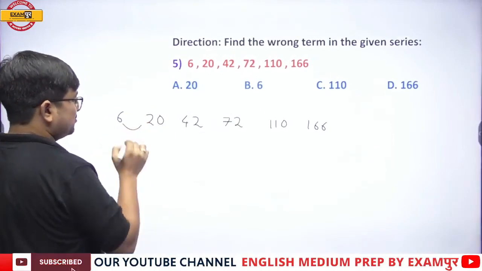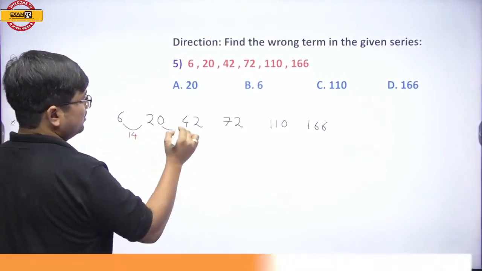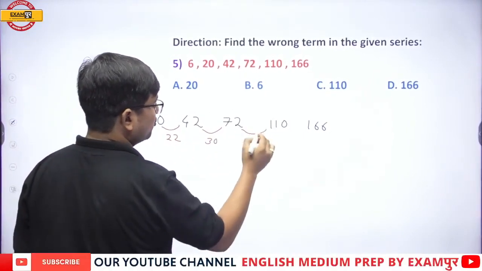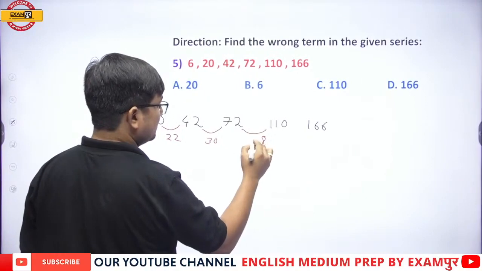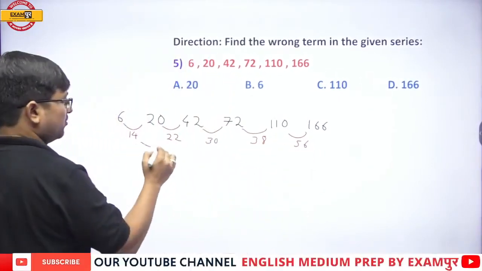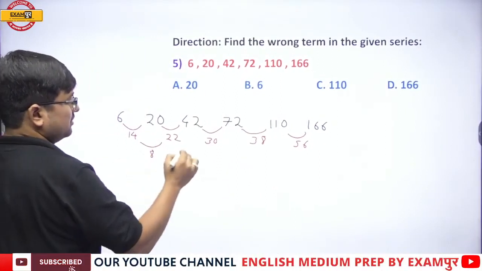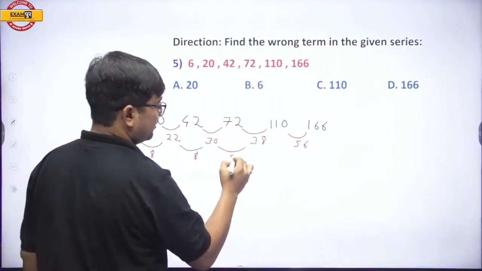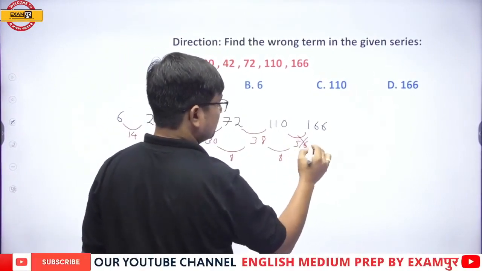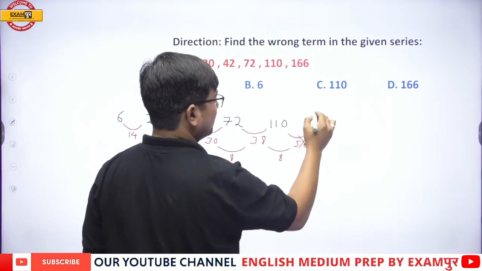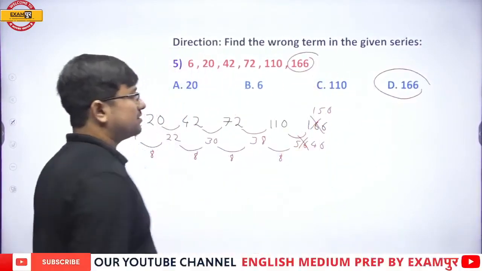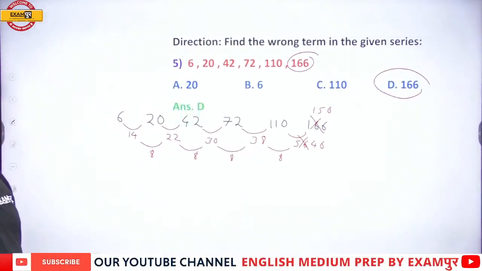So here the difference, as you can see, is 14. Here it is 22. Here it is 30. Here it is 72 plus 8, 80. And this is 38. This is 56. So now what is going on over here? Here 8, here 8 difference. Now here also it will be 46. Now the moment 46 will be there, here you will be getting 156. So this is the wrong term. 156 should be there. I hope all of you are getting that.